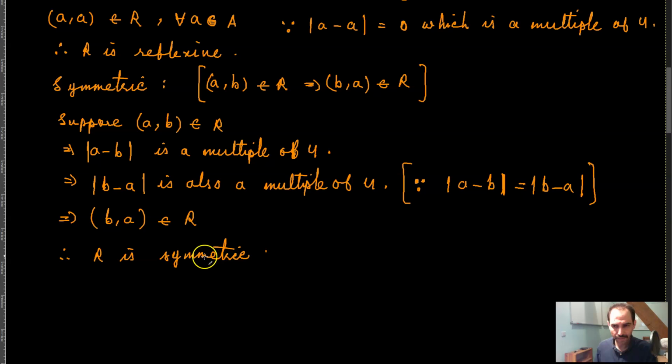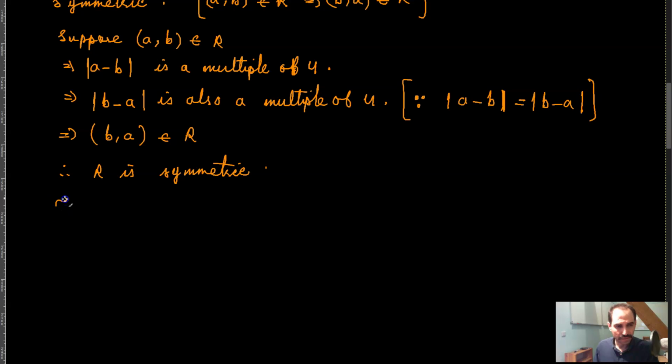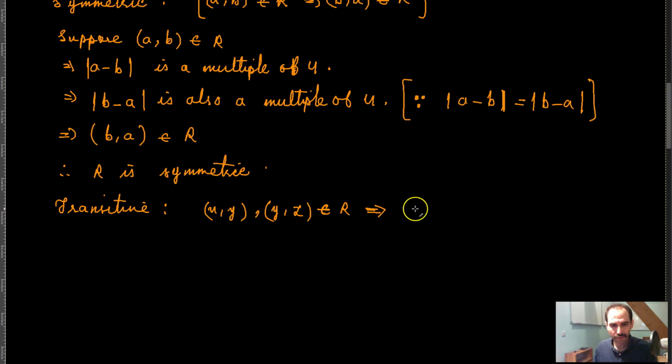R is symmetric. Now the next thing that we want to show is that R is transitive. To show that R is transitive, you need to assume that some x comma y and y comma z belong to R, and then that has to imply that x comma z also belongs to R. If that is the case, then you can say that R is transitive.